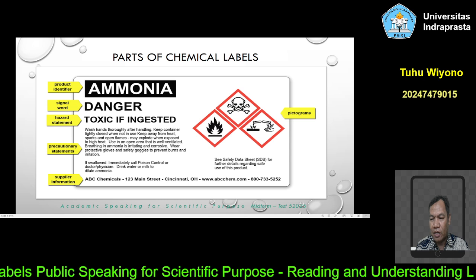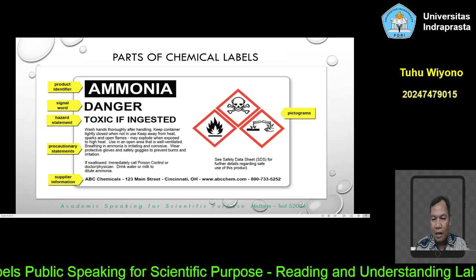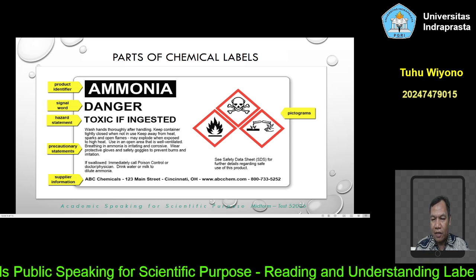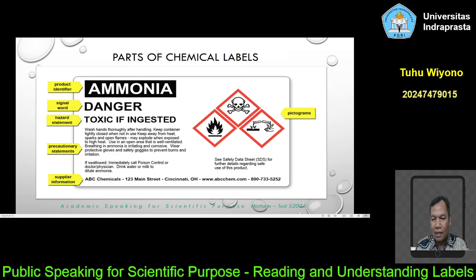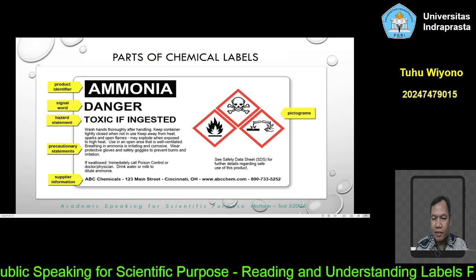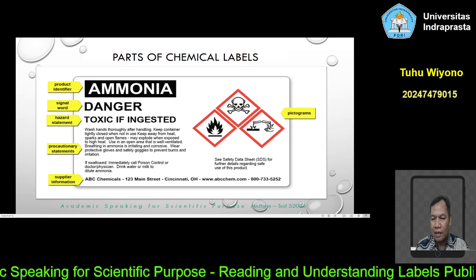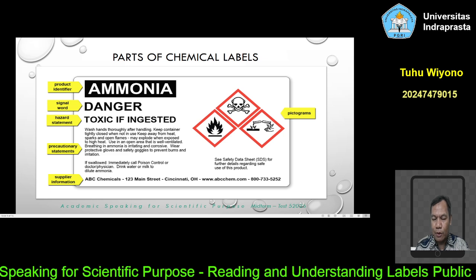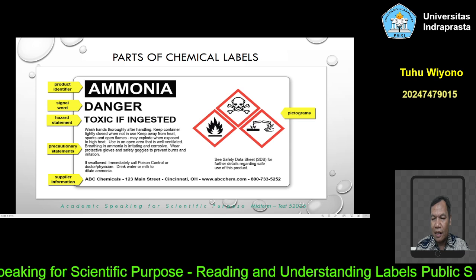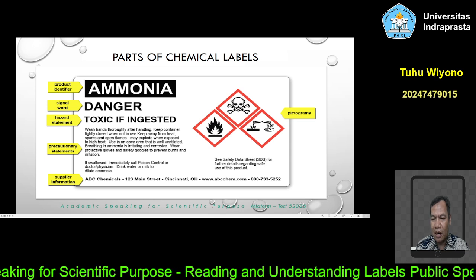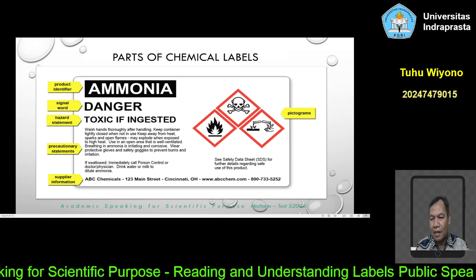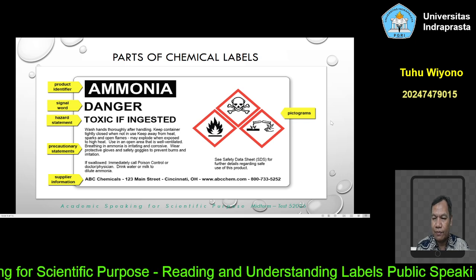The last information is pictograms. There are three kinds of pictograms. The first one means that the product is flammable. The second is that this product is dangerous. And the third pictogram means that this product is corrosive.